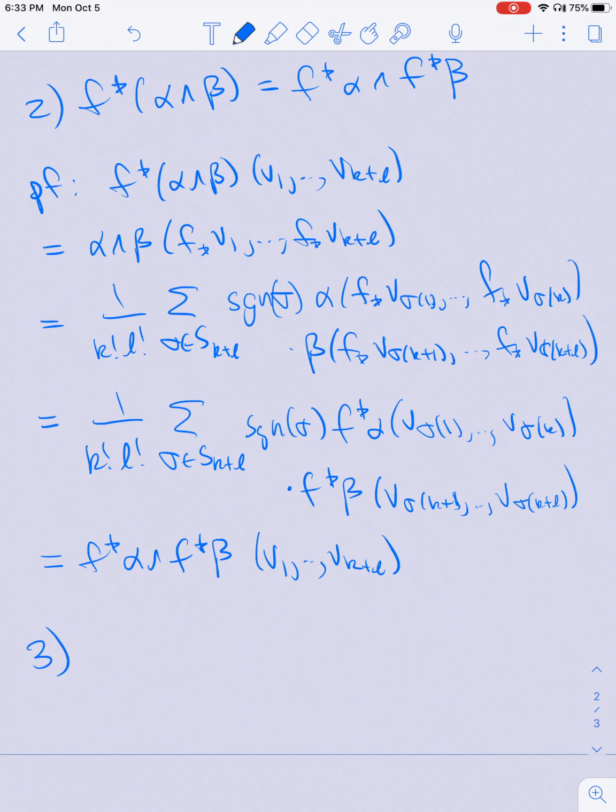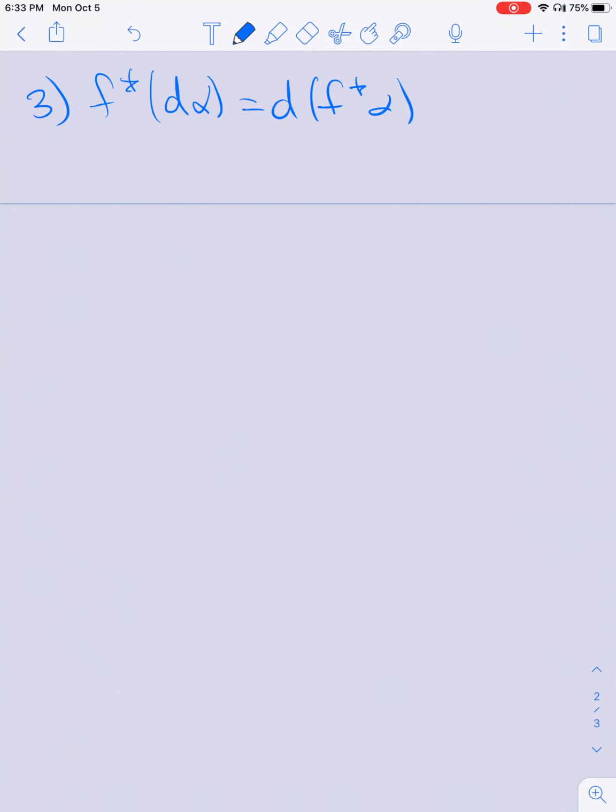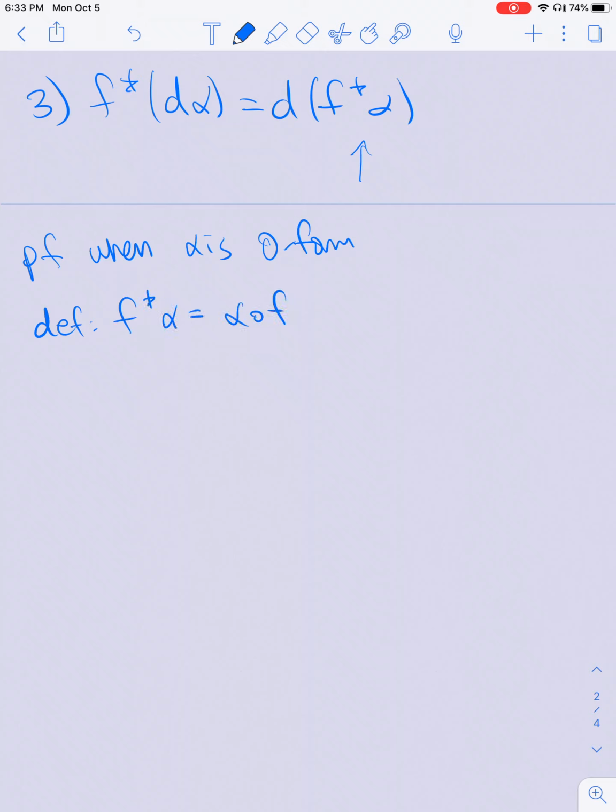So the third and final property is that f commutes with d. So f pullback of d alpha is d of f pullback alpha. This proof is in two parts. The first part is we're going to prove it when alpha is a zero-form, i.e. it's a function. So this actually requires us to define what f pullback alpha even means in this situation. We're going to define f pullback alpha to just be alpha composed with f in this situation.